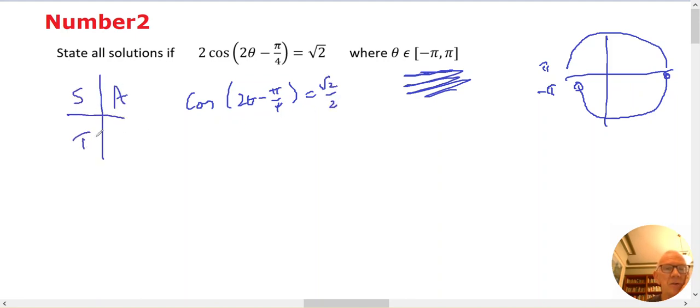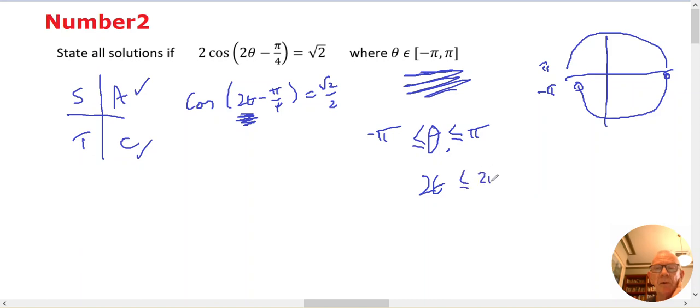Cos is going to be positive in the first and in the fourth quadrants. And I've got this 2 theta. So if theta goes from minus pi through to pi, 2 theta will go from minus 2 pi to 2 pi. Now I've also got this slide, and this slide will mean that we'll all move pi on 4 to the right. Now I know that I'm going to be looking for 4 answers.